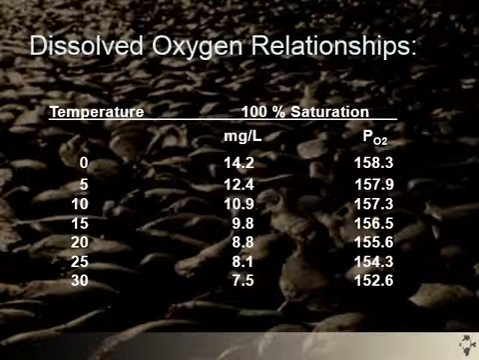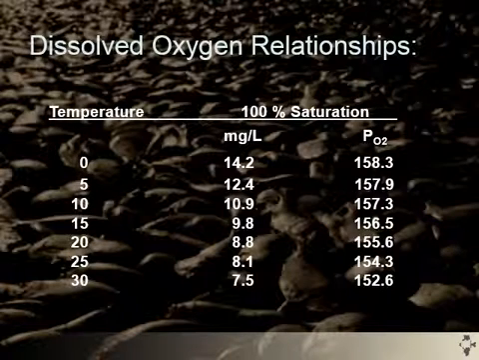Of course, this is the maximum. This does not mean that just because your water temperature is 15 degrees that your oxygen availability is 9.8 milligrams per liter. More often than not, if you're talking about natural systems, the oxygen availability is substantially lower than that.